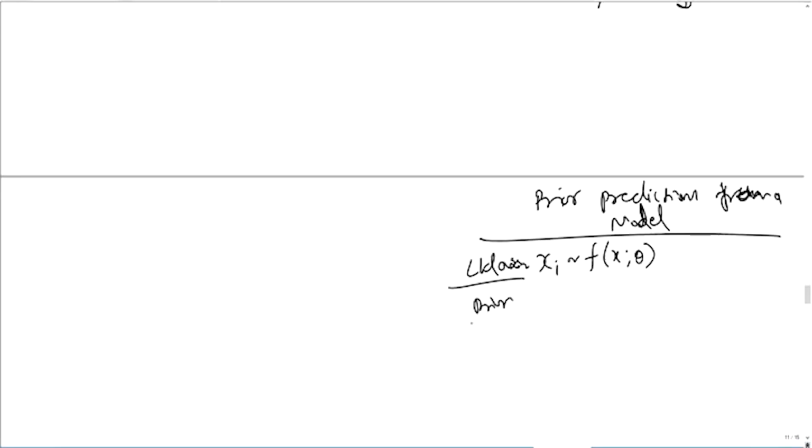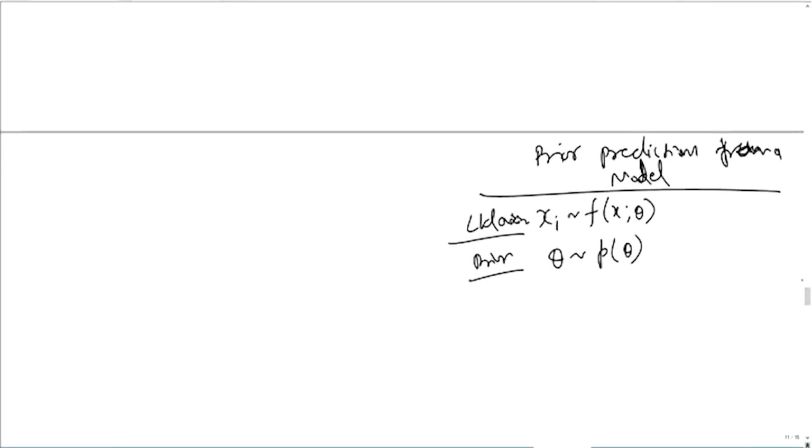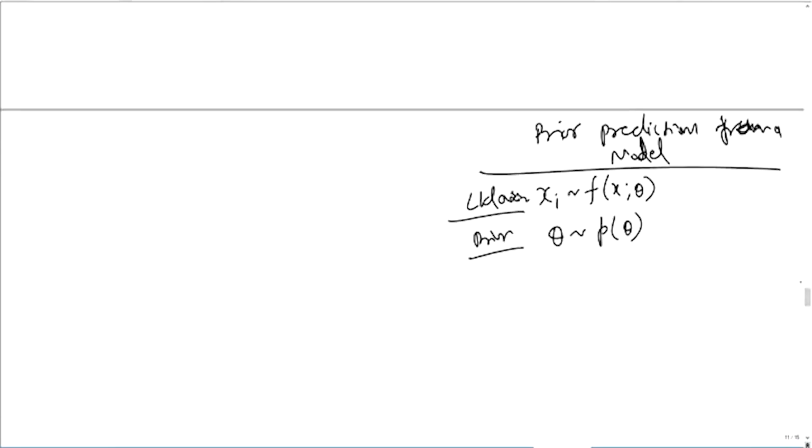Then you have your prior assumption. So let's say theta comes from p(theta). That's your prior assumption, okay? Now we have the likelihood assumption and the prior assumption. Now you can generate prior predictions from the model. How?